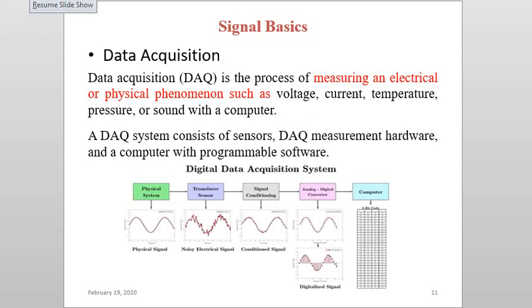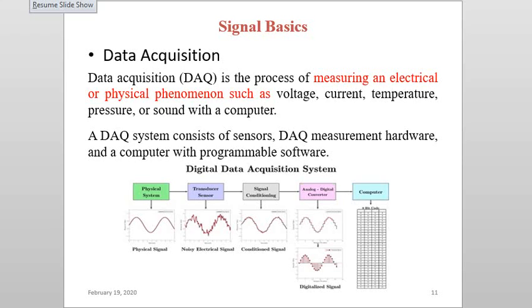Now we will discuss data acquisition. Data acquisition, known in short as DAQ, is the process of measuring an electrical or physical phenomenon such as voltage, current, temperature, pressure, and sound with a computer. That means it helps us measure voltage, current, and temperature with just a single computer. A DAQ system consists of sensors, DAQ measurement hardware, and a computer with programmable software.